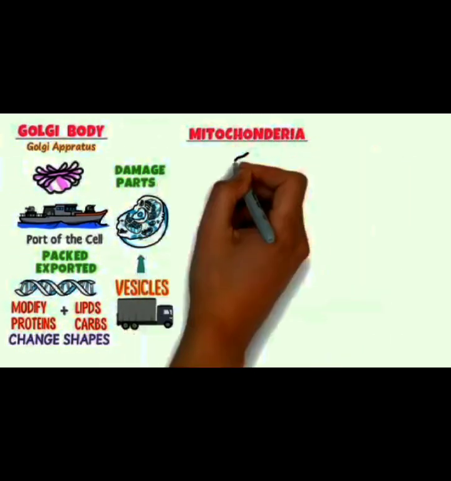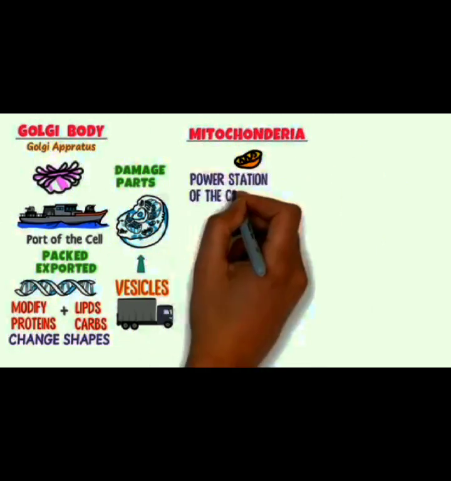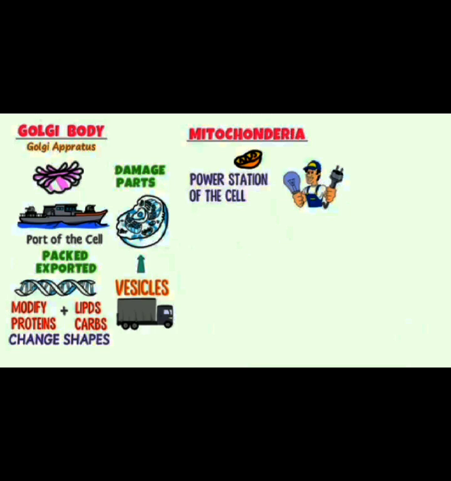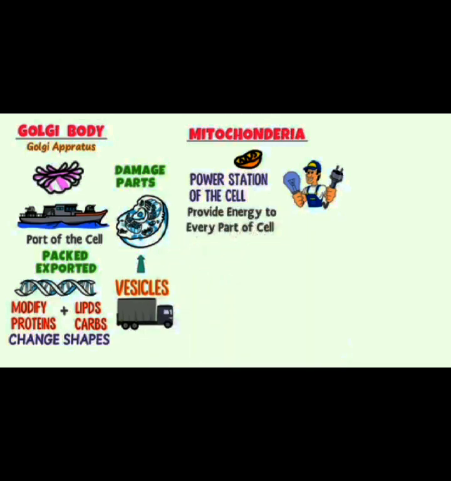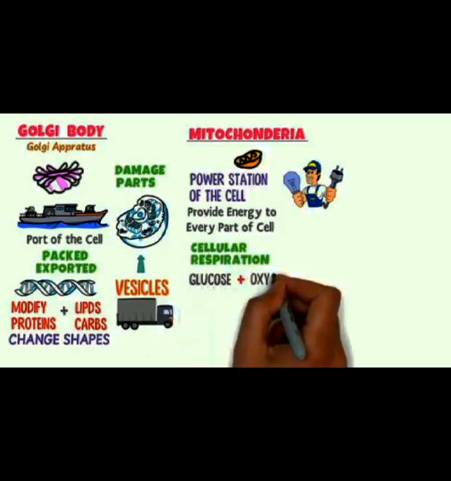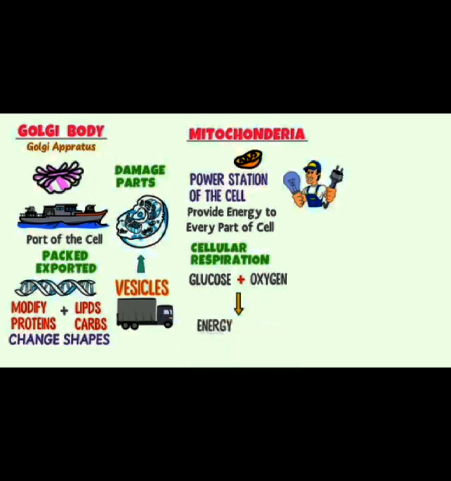Now, what is mitochondria? Well, mitochondria is the power station of the cell. For instance, in our daily life, a power station provides electricity or power to the city. Similarly, mitochondria provides energy to each and every part of the cell. Mitochondria also contains its own DNA, different from the DNA of the nucleus. In mitochondria, cellular respiration takes place. For example, glucose will combine with oxygen to release energy in the form of ATP, and carbon dioxide gas is produced as a waste product. Energy produced in the form of ATP by the mitochondria is then transported to each and every part of the cell.